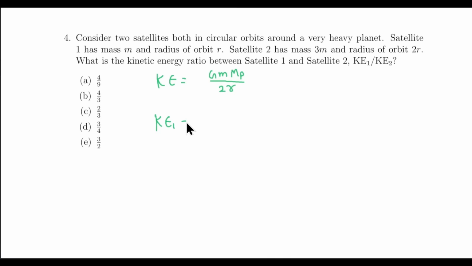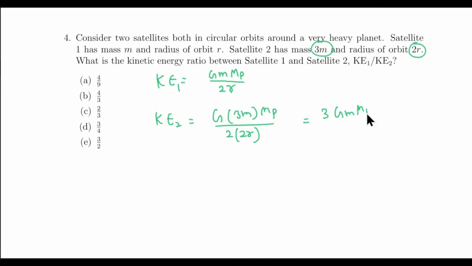If you write KE1, that will be G times M. Actually, this is just KE1 because that's just, no funky stuff. But for kinetic energy 2, the mass of the satellite is 3m, planet is not changed, and its radius of the orbit is 2r. So the r is replaced by 2r. Remember, this 2 is a part of the formula, right? Okay, so this will become what? 3GMMP over 4R. And now we just have to take the ratio of this.